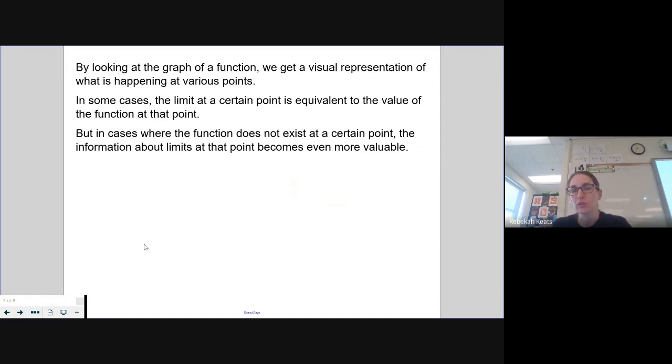Where limits can get a little bit more interesting is what happens when the function doesn't exist at a certain point. What if there's an asymptote there? What if there's a point of discontinuity? If you've got a piecewise function where your graph is a bunch of little pieces, and we'll look at those in a minute, what does the limit tell us then? Okay, so that's what we are focusing our limits on.